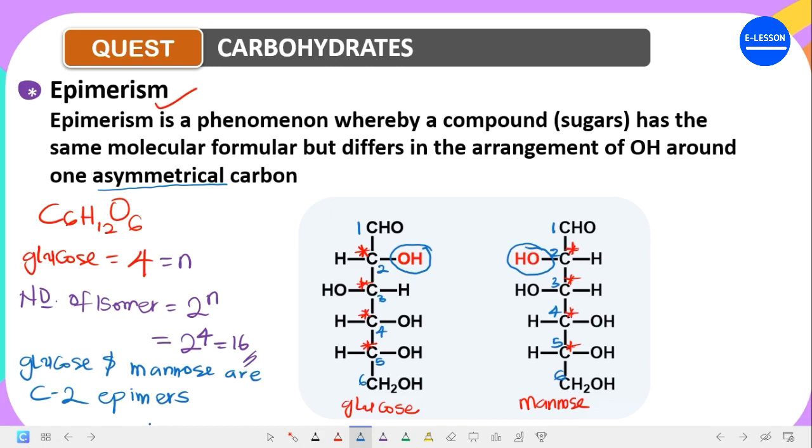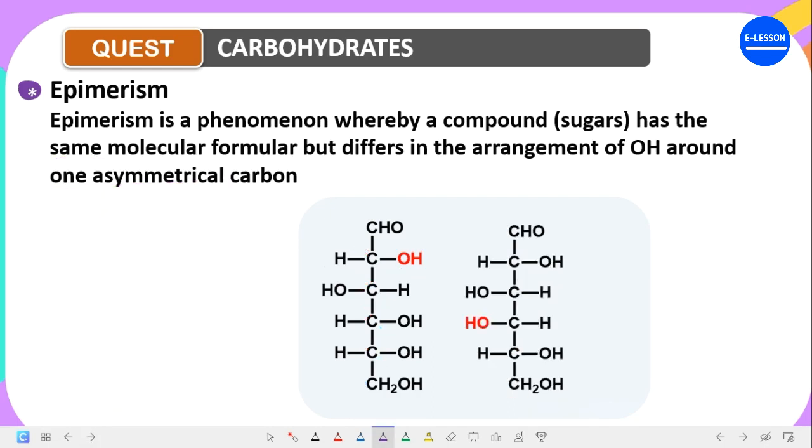So if you are asked what is epimerism, you say epimerism is a phenomenon whereby compounds have the same molecular formula but differ in the arrangement of the OH around just one asymmetrical carbon. You must take note of this. Just one. Or you can say around one chiral carbon if you don't want to use asymmetrical. Now, let's look at another example. What structure is this? This is the structure of glucose.